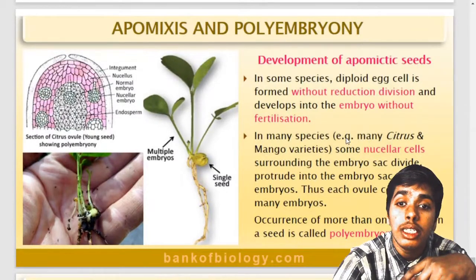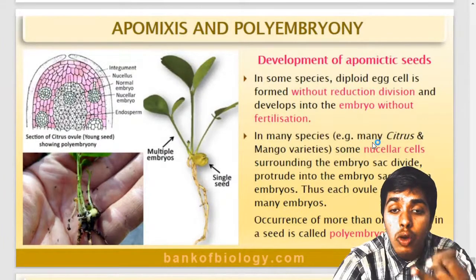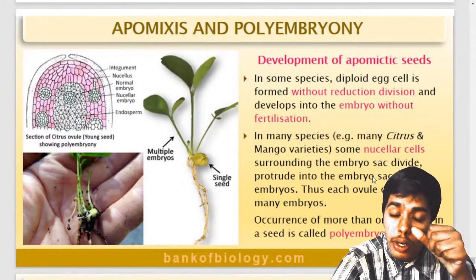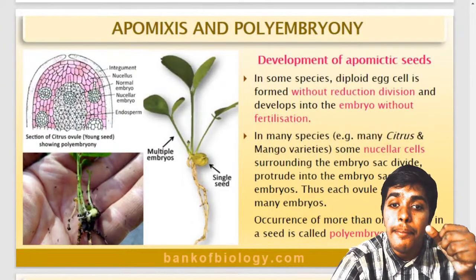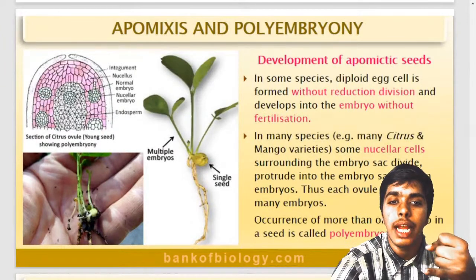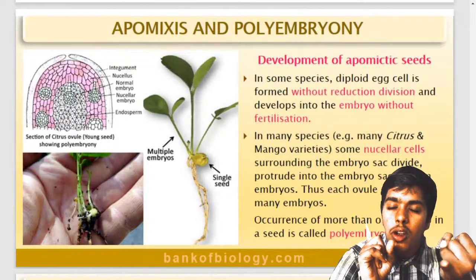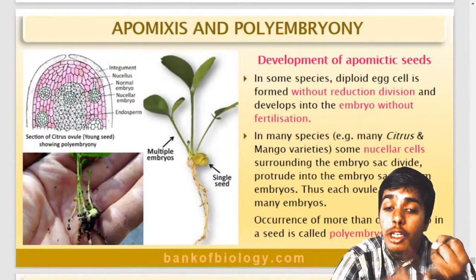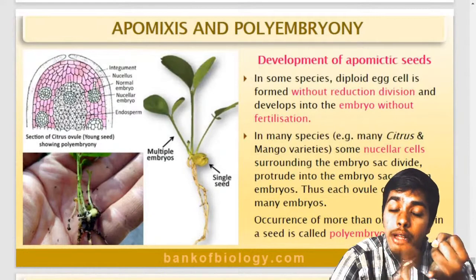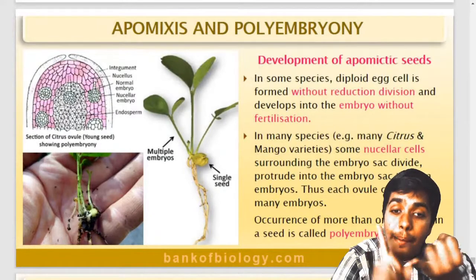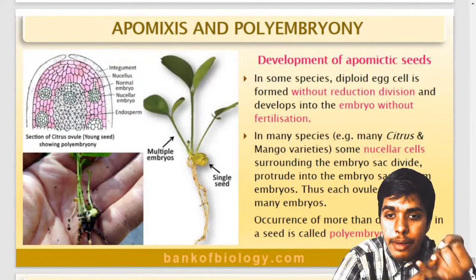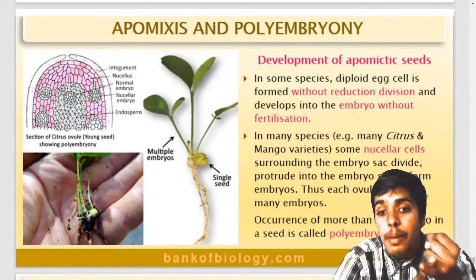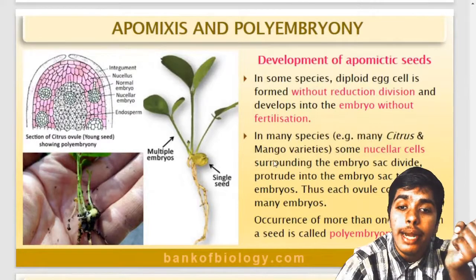In many species, such as citrus and mango, some nucellar cells surrounding the embryo sac divide and protrude into the embryo sac to form embryos. Where is the nucellus present? Around the embryo sac. It protrudes into the embryo sac to form embryos. Through which process? Nucellar cells divide and protrude into the embryo sac. Thus, each ovule contains many embryos.